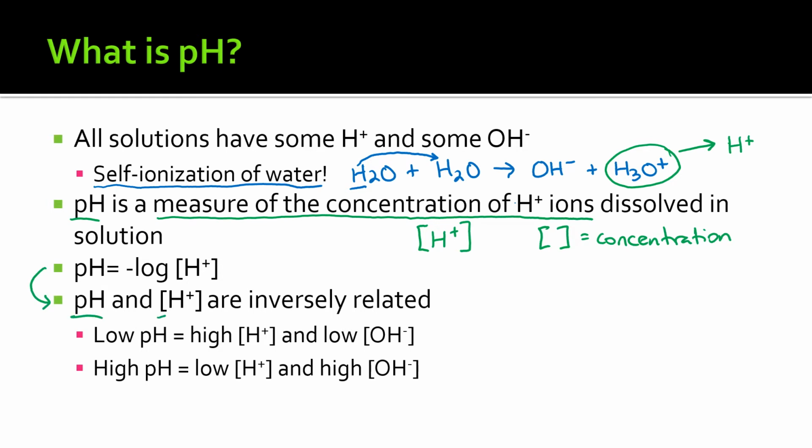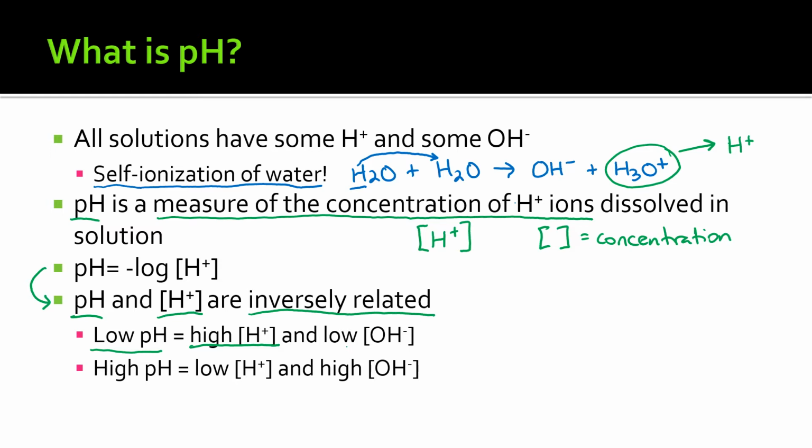Okay, pH and hydrogen ions inversely related. Remember, inversely related simply means that if one goes up, the other goes down. So, in terms of pH, if the solution has low pH, we know that the solution will have a high concentration of hydrogen ions.